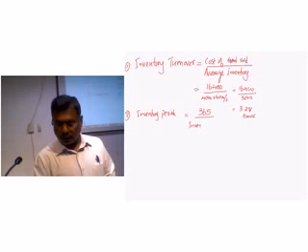Inventory period is equal to 365 divided by inventory turnover.